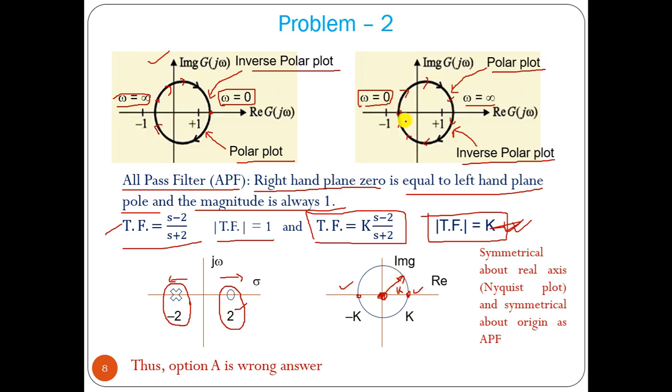But here what we can see is that with respect to origin, this is greater than 1 and this is less than 1. So magnitudes are not the same. This radius should be k. If you think of 1, it is 1.2, this is 0.8. So the radius is not equal to 1 with respect to origin. So this is not an example of Nyquist plot of an all pass filter.